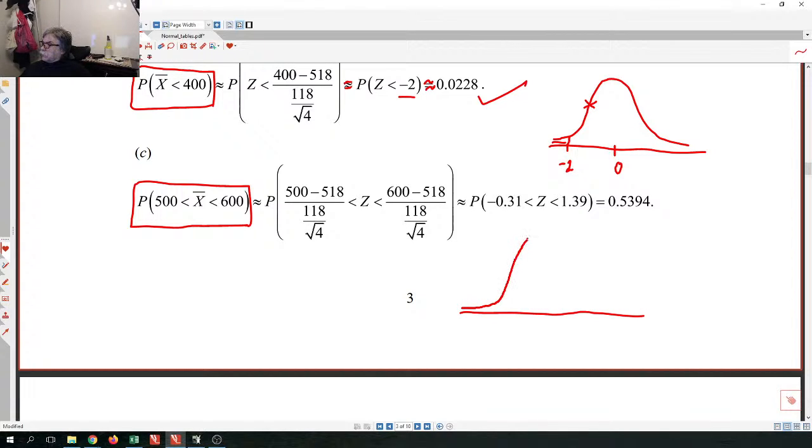So again, make sure you make a sketch to know what you're looking for, and that will help you to find it. Positive 1.39 would be something like here. This is at 1 approximately, so 1.39 is a little bit further, and negative 0.31, that's closer to 0, right? So maybe like here. So that's what you're looking for.